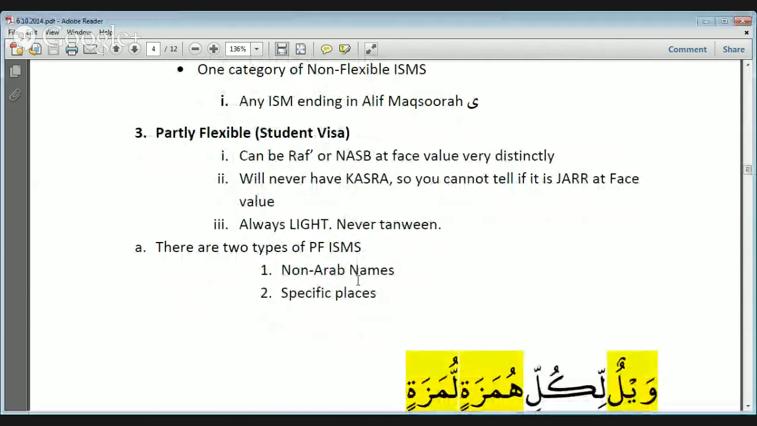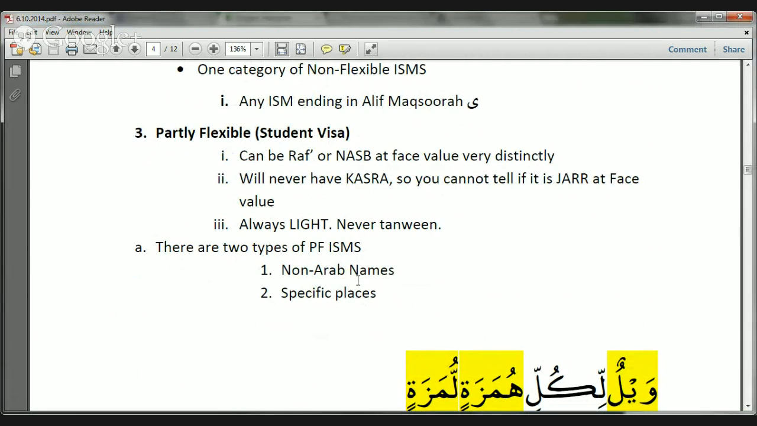Number one are non-Arab names. For example, my name is Nihal. Nihal is not necessarily an Arab name. It is a Farsi name. So it will be just with one haraka, not tanween. If someone's name is, for example, Adam, Adam is not an Arab name.